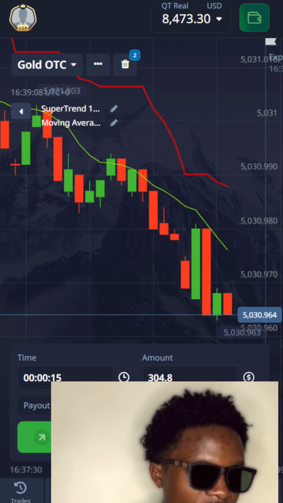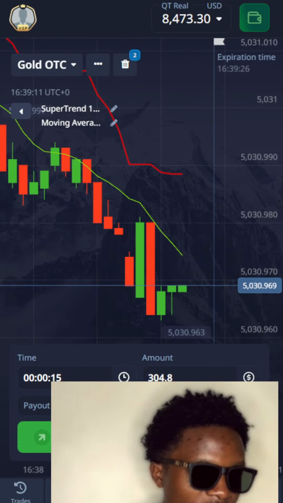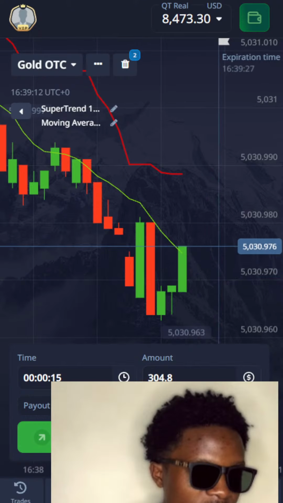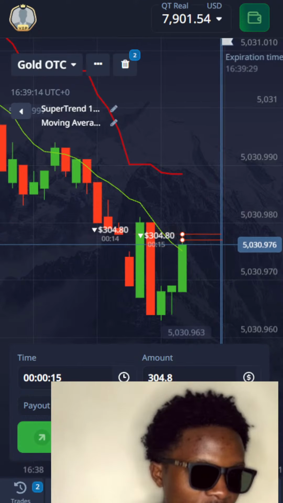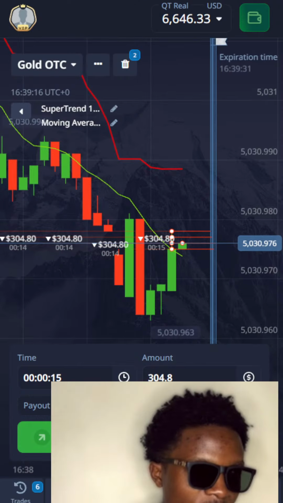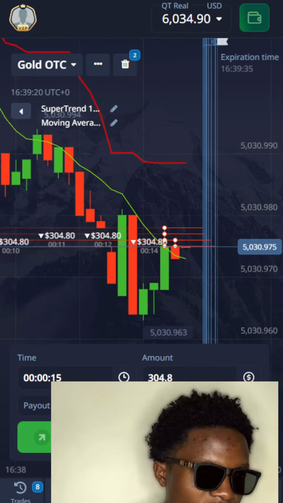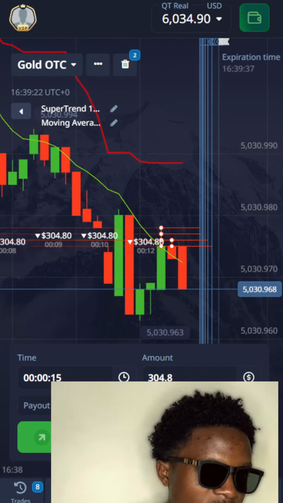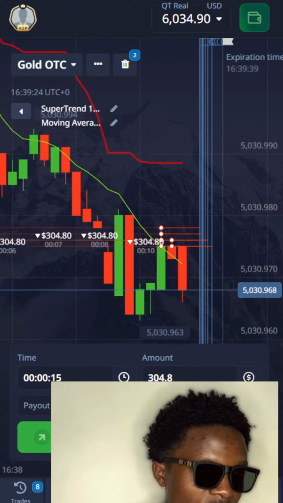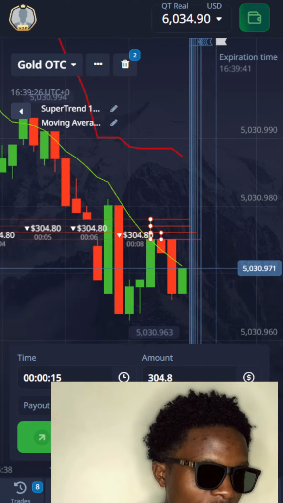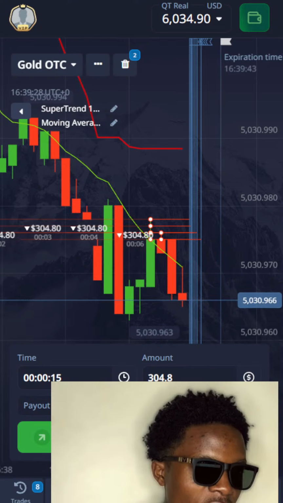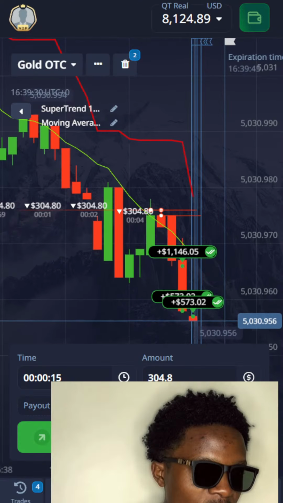So I'm going to take the trade at the moving average. If I happen to hit the moving average, then I'll be taking another sell right there. We take full margin. Let's go, full margin. Once you trust that strategy and it comes into your key level, always go in, make that risk and get the money.